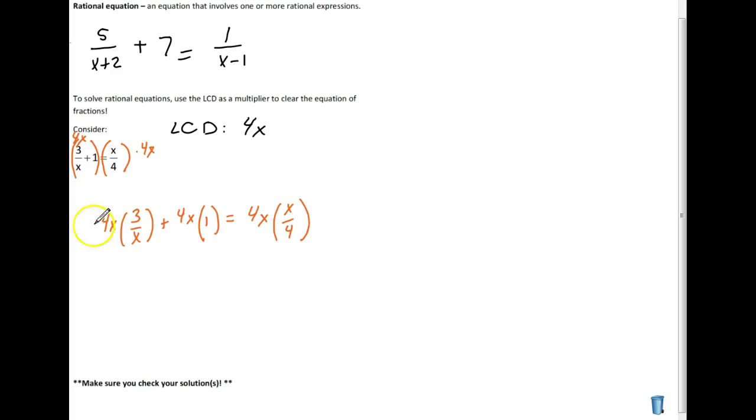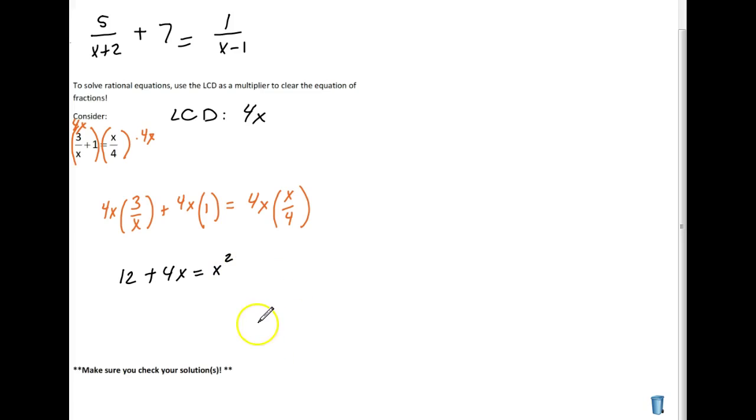And our goal, remember, is that we have eliminated all of our fractions. Okay. So in this case, 4x times 3 over x, this would give me 12x over x, which is just 12. This is 4x times 1, so that's just 4x. And then here I have a 4x times x over 4. Well, this is going to give me 4x squared divided by 4, so that's just x squared.